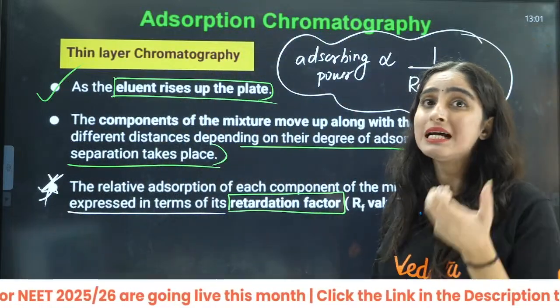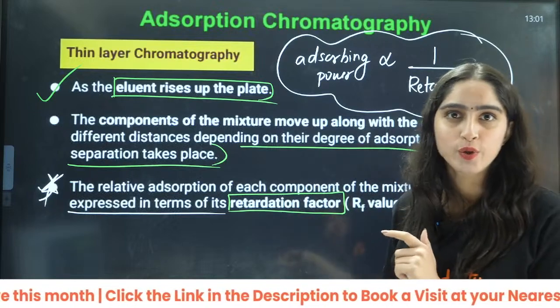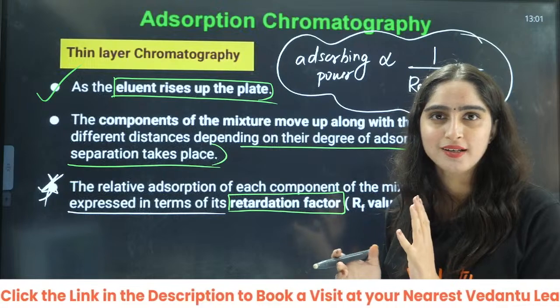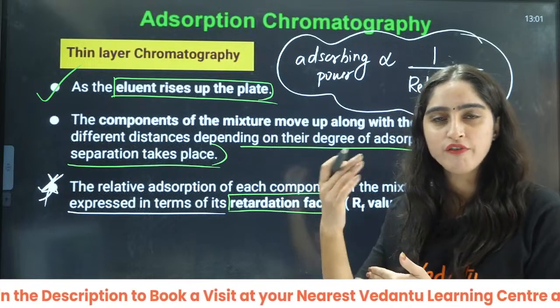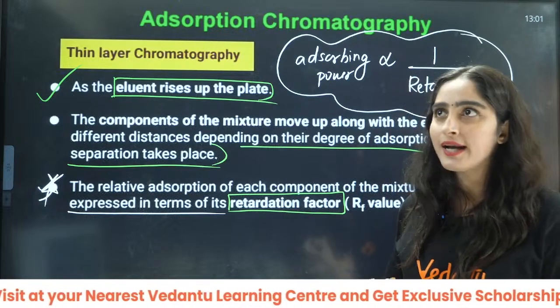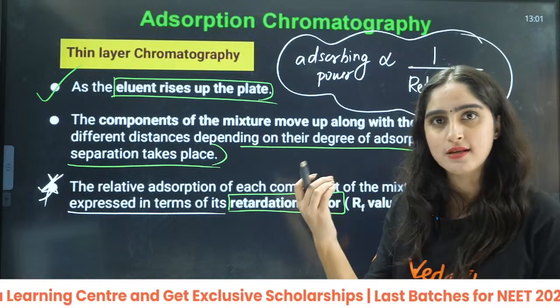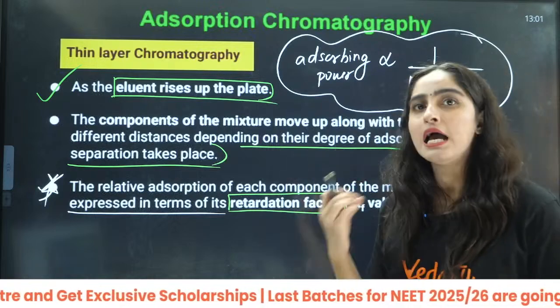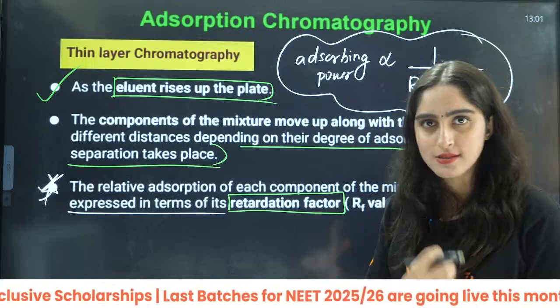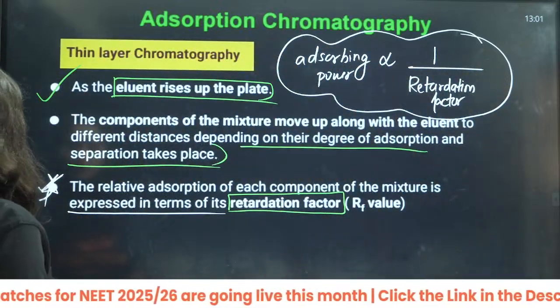For example, they have not directly given you the ABC, which is moving fast and which is moving down. They have just mentioned the values. A has moved by this distance, B has moved by this distance, C has moved by this distance, and the solvent has moved by this distance. Then you have to calculate the retardation factor and the adsorbing power.